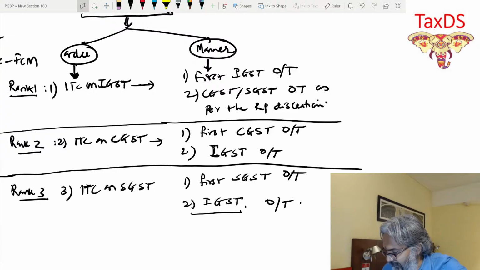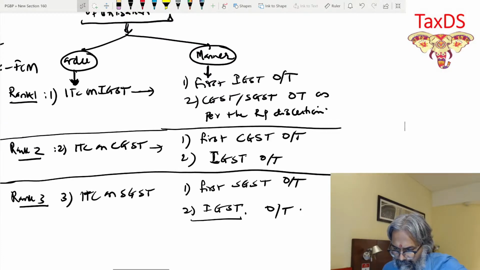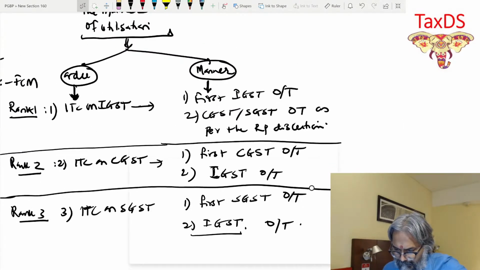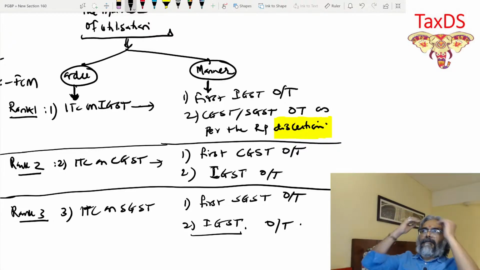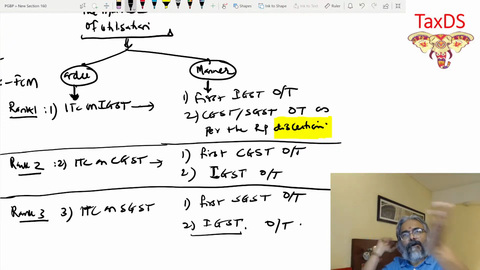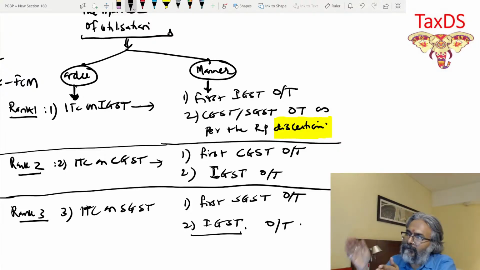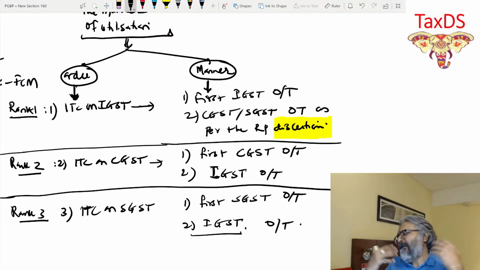Kavita, what is the word after RP? Where exactly is your RP discretion? This is RP discretion. After IGST credit has been used to pay IGST output tax, if IGST credit is still left, whether he wants to use that IGST credit for CGST output tax or SGST output tax is up to him. He may do it equally. He may put everything on CGST. He may put everything on SGST. It all depends on him.